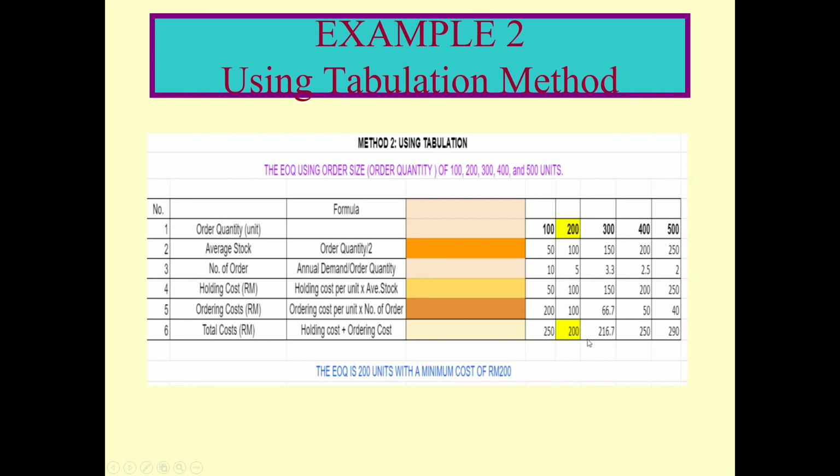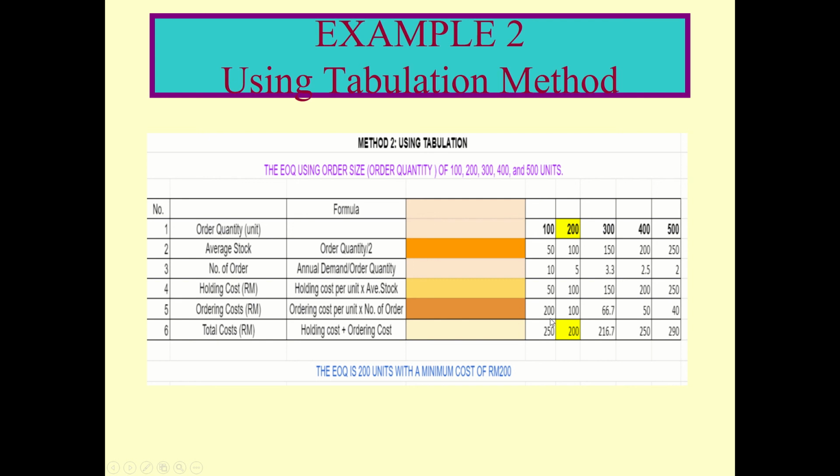So how do we calculate the total cost? First, you need to determine the average stock, number of orders, the holding cost, and also the ordering cost. The formula to calculate the total cost is the holding cost plus the ordering cost. So from this example, the holding cost of purchasing 100 units is equal to 50 ringgit, and the ordering cost is equal to 200 ringgit. Therefore, the total cost will be holding cost plus ordering cost, which is 250.